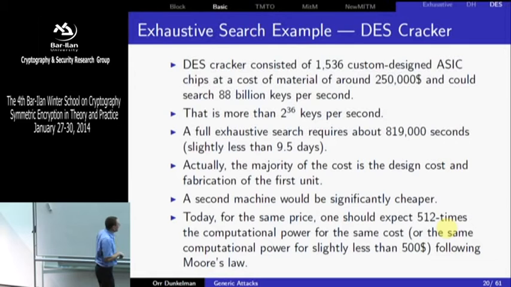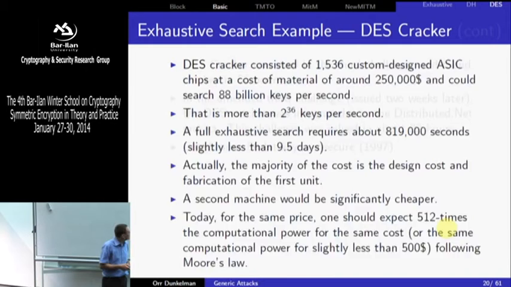If you assume Moore's law, which is actually still correct, today this machine at the same price would give you either a 512 times increase in computational power, or you can construct the machine for $500. Okay, Moore's law, and we have to assume some things here. This is roughly the situation.